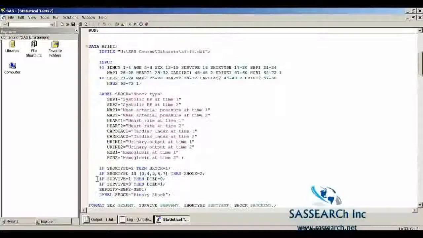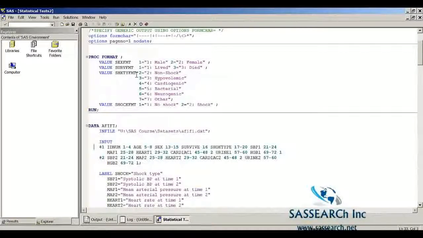And then in the data step, I'm creating a categorical variable for shock. So I'm saying that if shock type equals 2, and 2 represents no shock, then shock equals 1. And if shock type is any of these values 3 through 7, then shock equals 2.